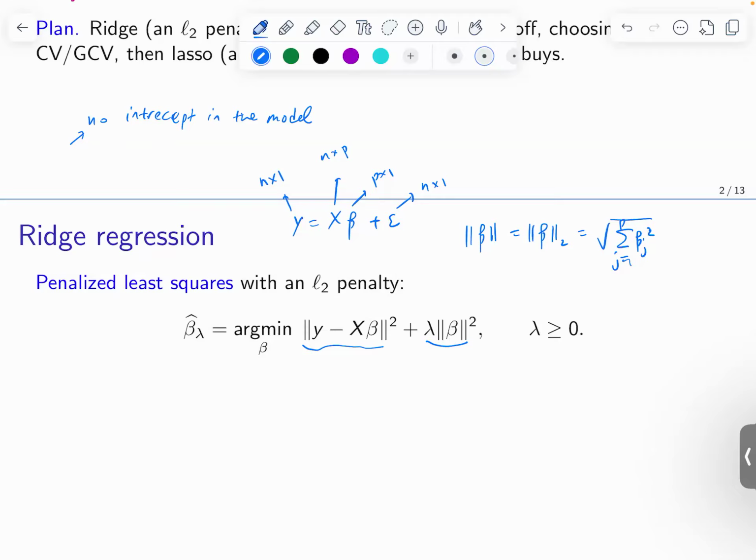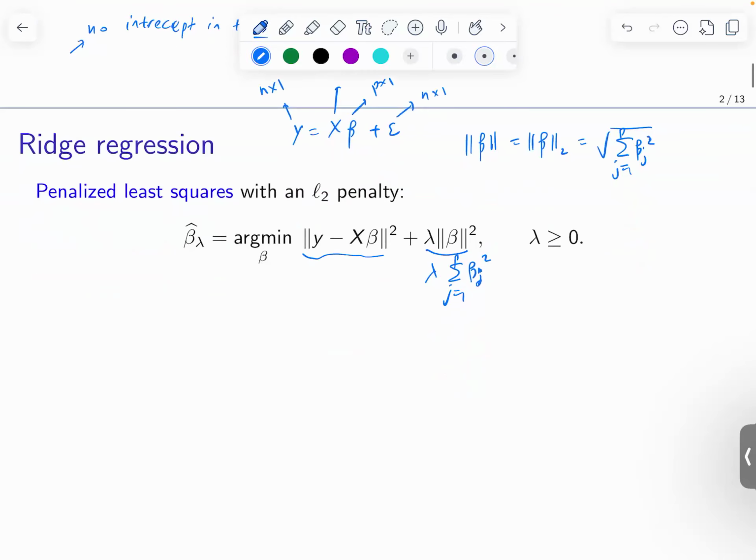So the L2 norm is just the square root of the sum of the coefficients squared. And we square it, so this is really lambda times the sum over j from 1 to p of beta j squared. Hopefully by the end of this lecture, you would see why this is interesting. So this would give me a solution which will depend on lambda. We call this beta hat lambda. And it happens that for this problem, we can actually solve in closed form.